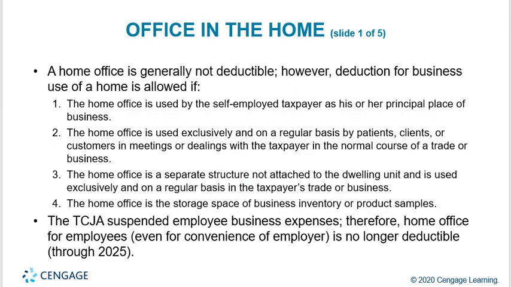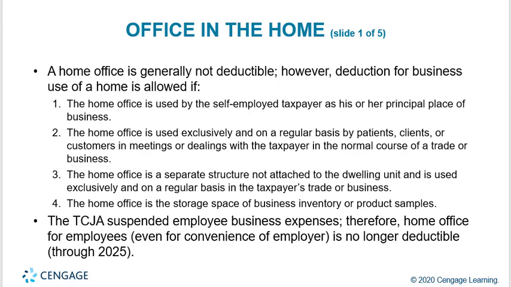Office in the home. A home office is generally not deductible. However, deductions for business use of home are allowed if one of the following 4 items applies. The home office is used by a self-employed taxpayer as his or her primary place of business. The home office is used exclusively on a regular basis by patients, clients, or customers in meeting or dealing with the taxpayer in the normal course of trade or business. The home office is a separate structure not attached to the dwelling unit and is used exclusively on a regular basis in the taxpayer's trade or business. The home office is the storage space of a business inventory or product samples.